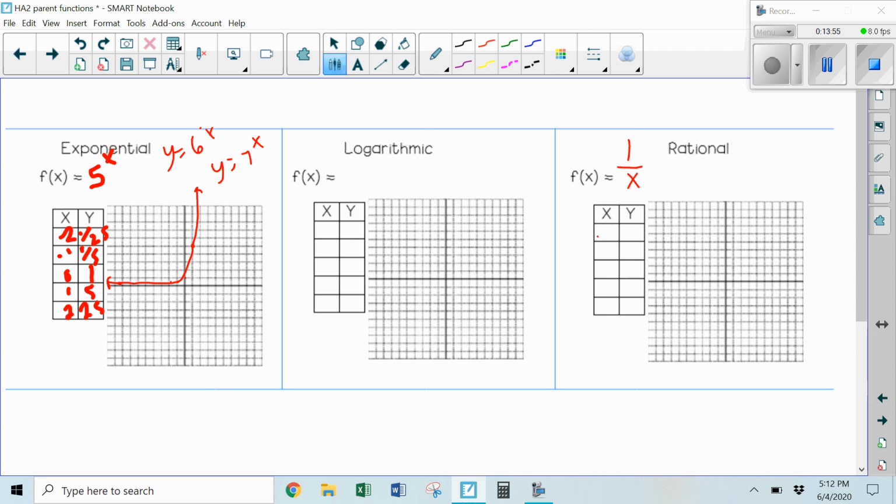Let's make a table. Okay, plug in -2. 1 over -2 is just -1/2. I prefer to put the negative out front instead of in the denominator, but technically it can be in the denominator. Plug in a -1. That's just going to be -1. Plug in 0. What's 1 divided by 0? We can't divide by 0, so I'm just going to put an x. We're not going to have a point there. Plug in 1. Plug in 2.